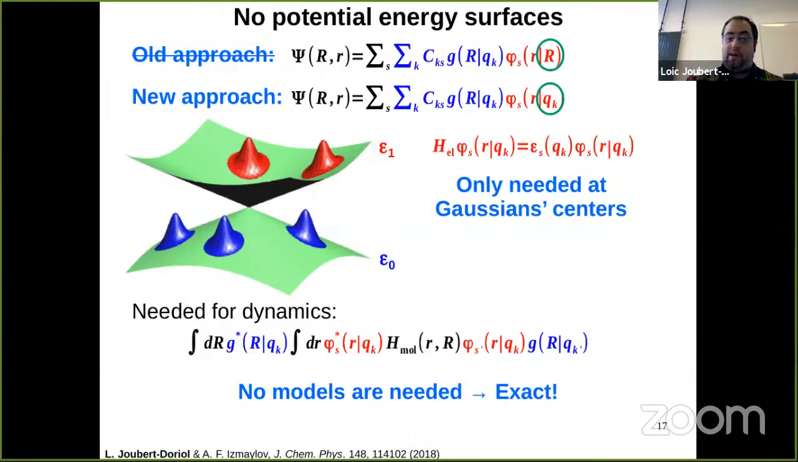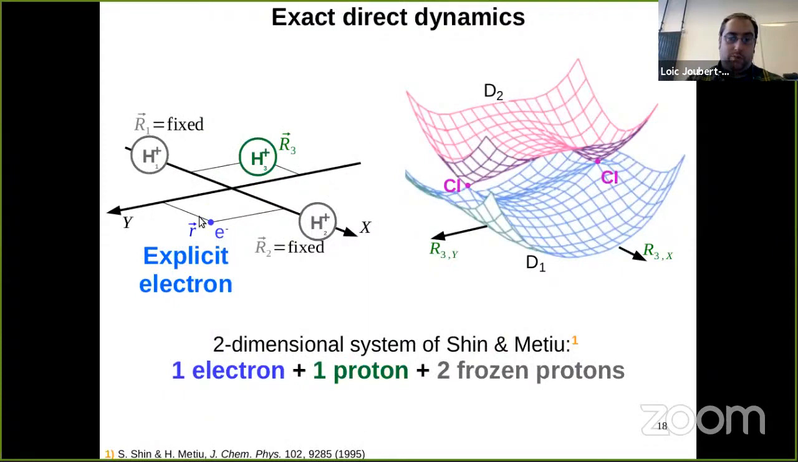And I tested this approach on this small dimension model with one explicit electron, so that I really have to obtain either the adiabatic state or the moving crude adiabatic state by diagonalizing the electronic Hamiltonian. And there is also one free proton so that we can look at some non-adiabatic dynamics. And in this model, it's actually quite nice that we have these conical intersections between the first excited and the second excited states. So we indeed can simulate non-adiabatic dynamics.